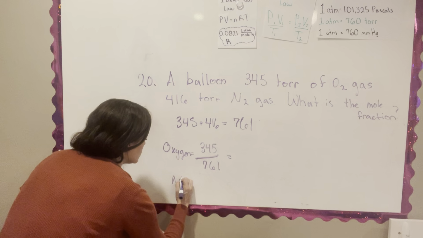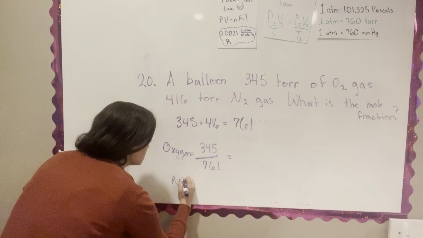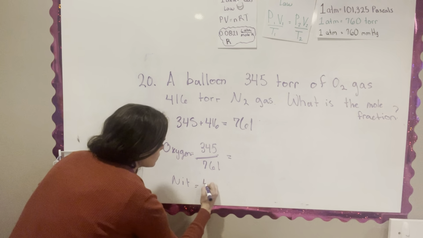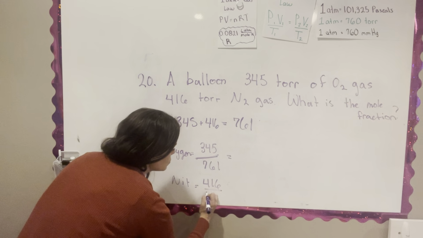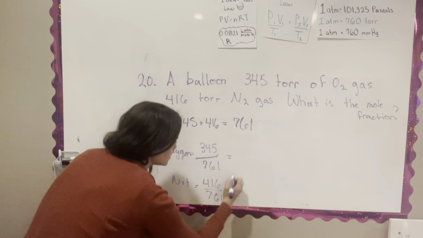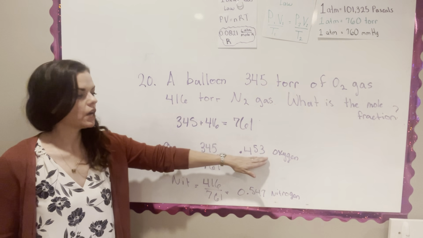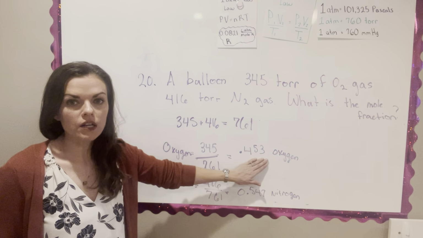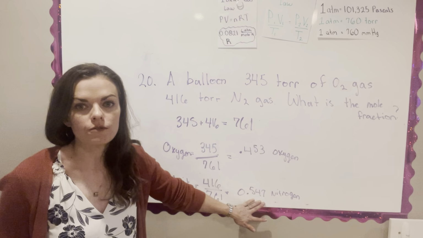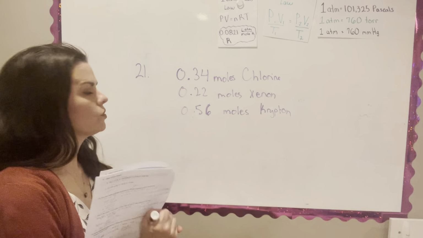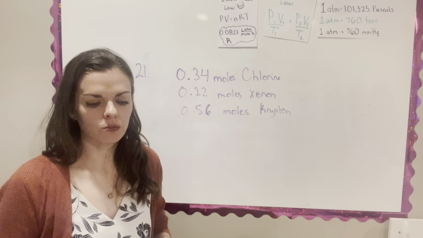And for nitrogen, you take 416 and you divide it by 761. You take the parts and you divide it by the whole, and you get 0.453 of oxygen and 0.547 of nitrogen. So for number 21, it gives me a little bit of data.